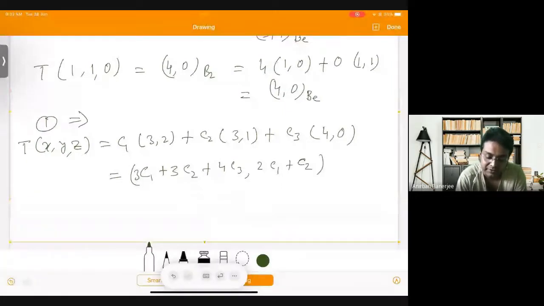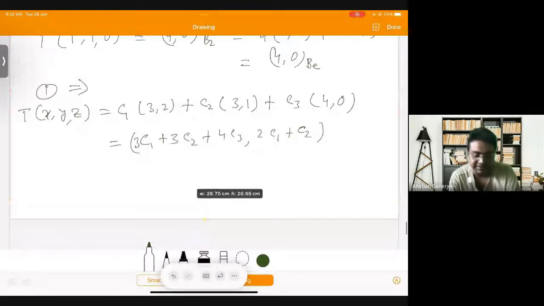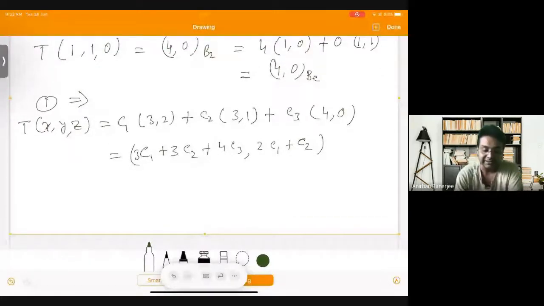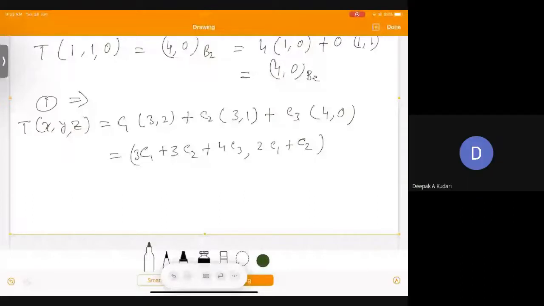Okay, fine, the good point is that now we get the linear transformation, but we don't know the value of c1, c2 and c3, right? So we then have to figure out the values of c1, c2, c3.